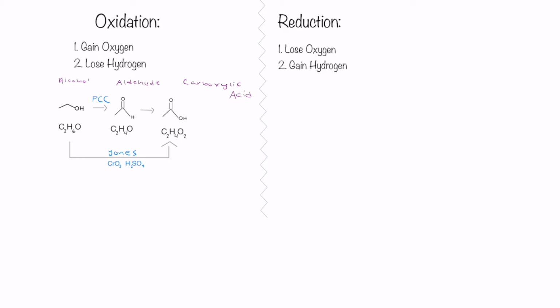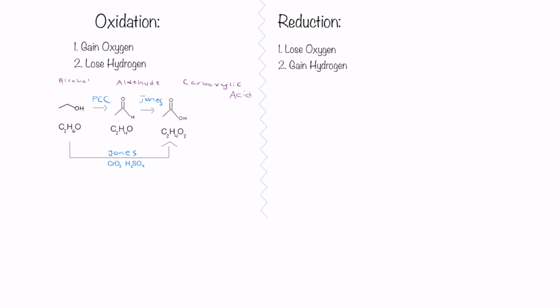Now I want you to think critically. What do you think we should add to the aldehyde to turn it into a carboxylic acid? Should we add Jones or PCC? We would use the Jones reagent because it's much stronger. Unlike PCC, Jones can oxidize all the way to the carboxylic acid stage. PCC could never, because PCC can only take alcohols to the aldehyde or to the ketone step.